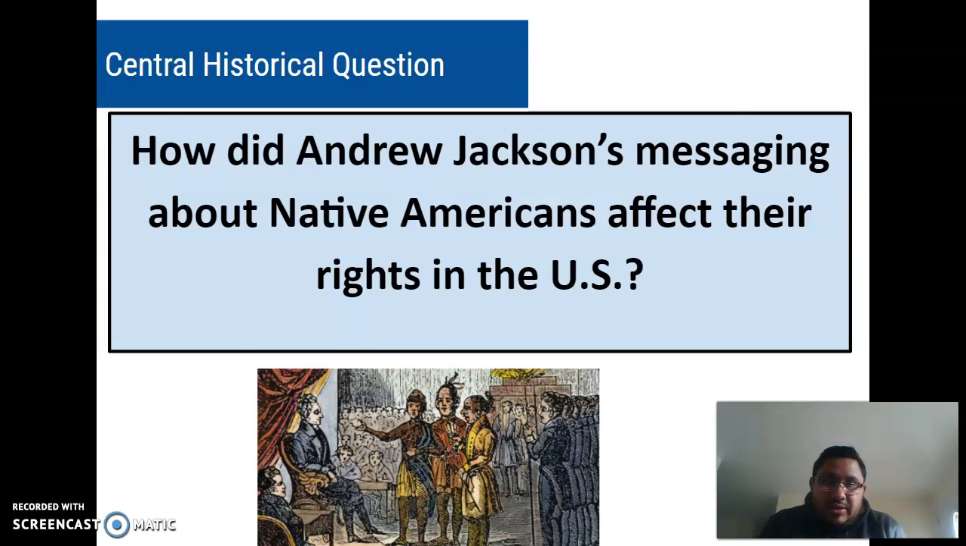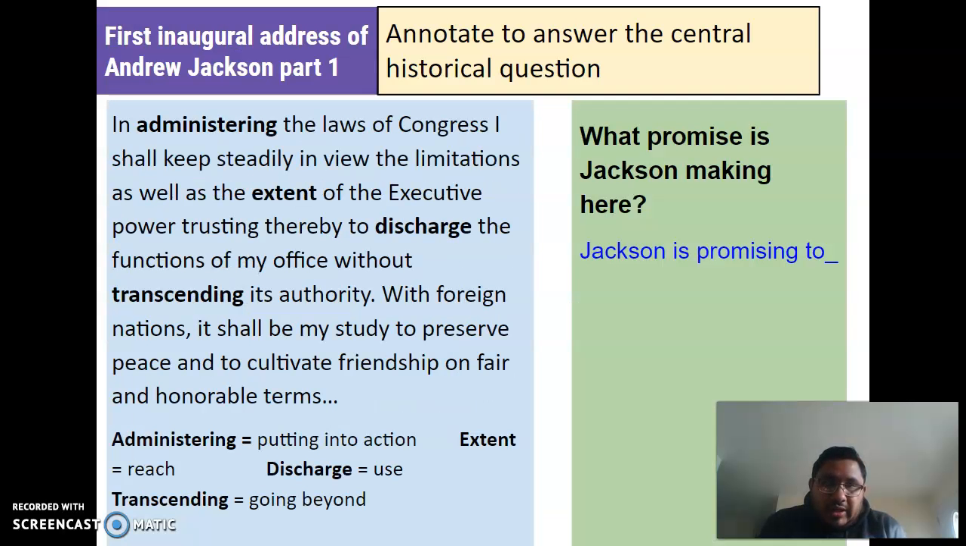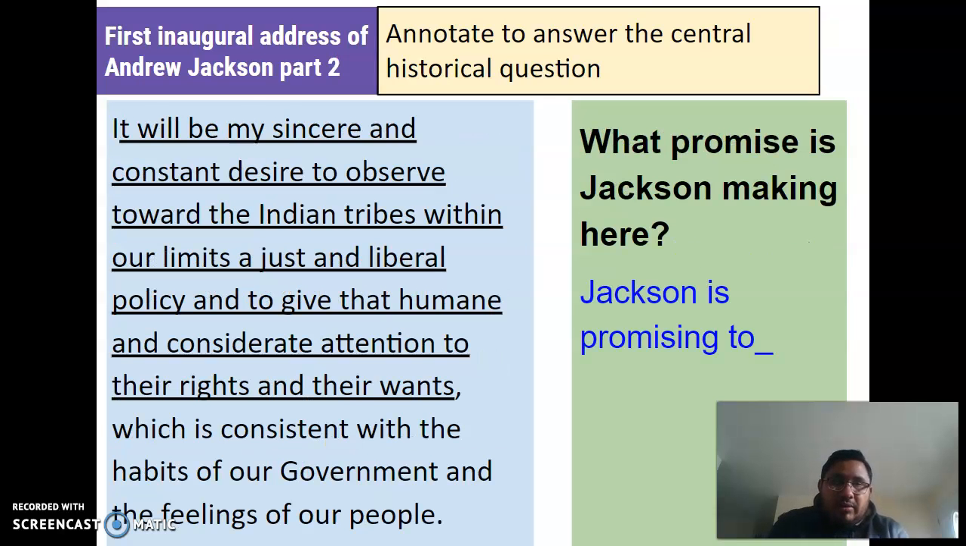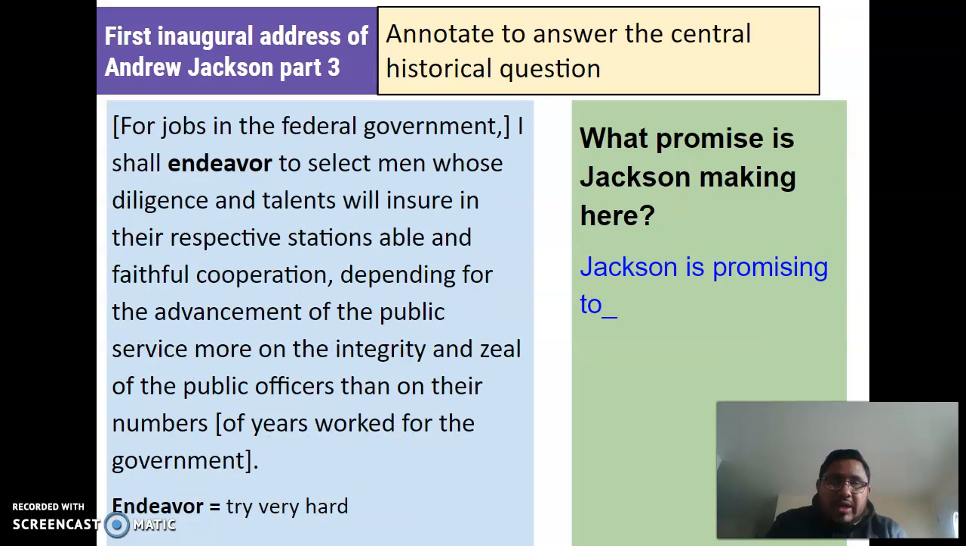Here's the central question that you need to answer. The document is the first inaugural address of Andrew Jackson. This is when he became president. This is the speech that he's given to the American people. Jackson makes a series of promises to the American people that you need to identify in this text. So you're going to go with part number one, part number two, and part number three of the promises that Jackson is making.